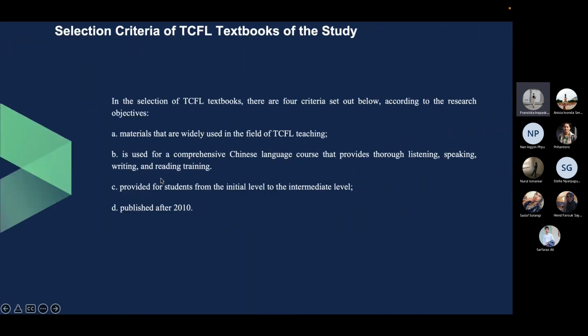So next, it is the selection criteria of TCFL textbooks of the study. In the selection of TCFL textbooks, there are 4 criteria set out below according to the research objectives. First, materials that are widely used in the field of TCFL teaching. Then, used for a comprehensive Chinese language course that provides true listening, speaking, writing, and reading training. Then, provided for students from the initial or preliminary level to the intermediate level, and published after 2010.